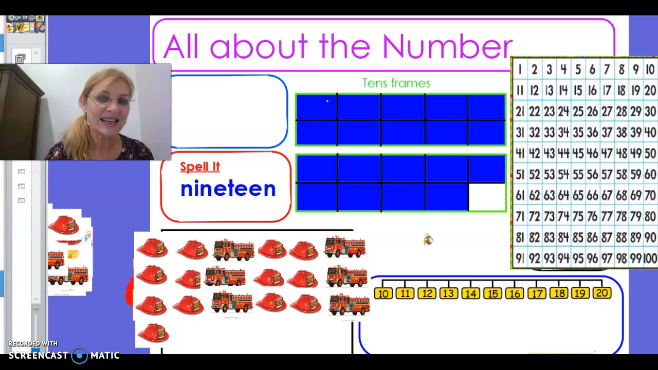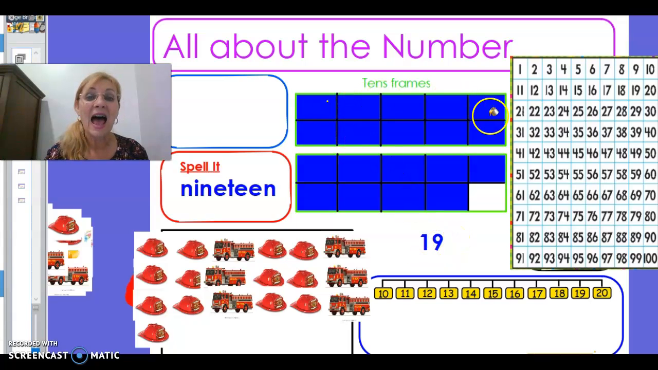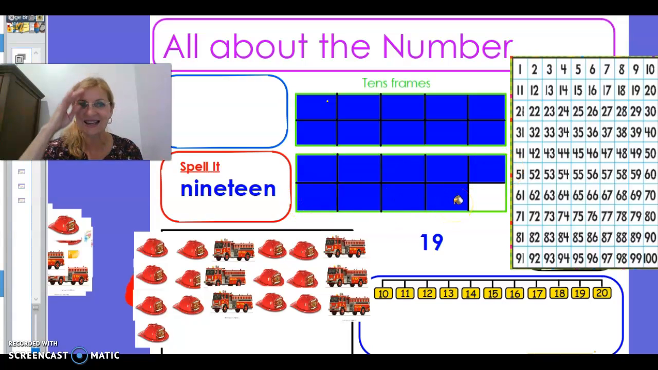Did you get it? What's today's number? Yes, 19. A 1 and a 9. Hey, if this is all filled up, how much is it? 10. Yes, that's why it's a 10 frame. It has 10 on it. So we can say 10, touch it and say 10, and keep counting. 11, 12, 13, 14, 15, 16, 17, 18, 19.